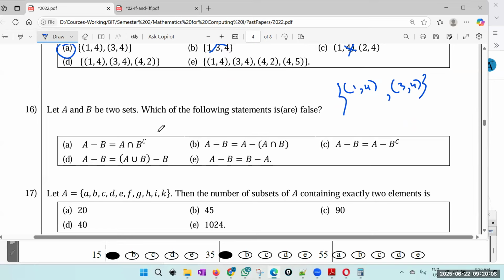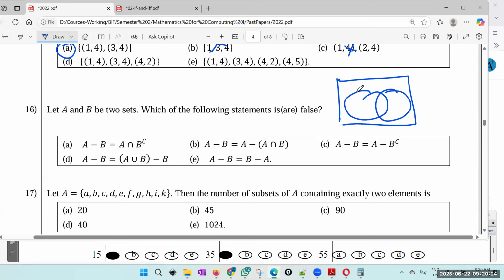Question 16. Let A and B be two sets. Which of the following statements are false? False, not true. A minus B. Shall we draw it? Because that's easier. So this is A, this is B. A minus B means belong to A but not belong to B. This. What about this? A intersection B complement is everything other than this. Everything other than this includes these things also. So therefore this is not correct. This is not true.